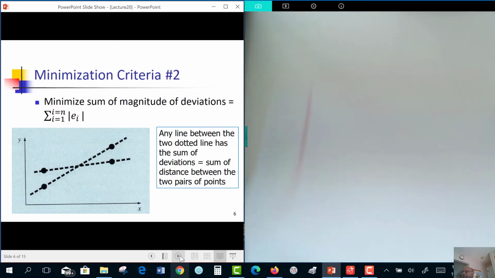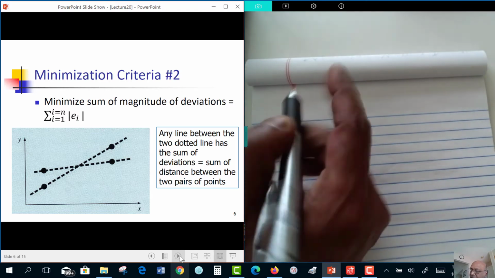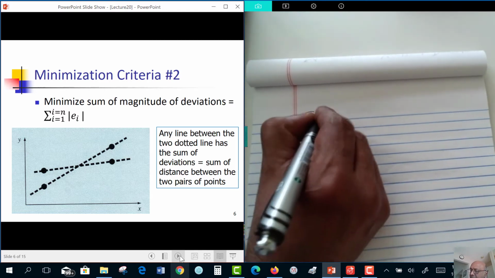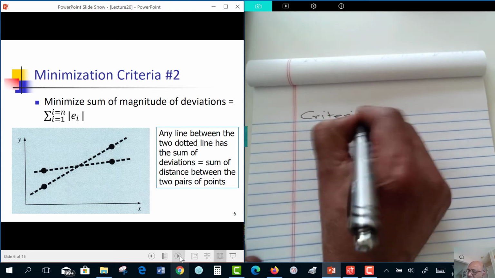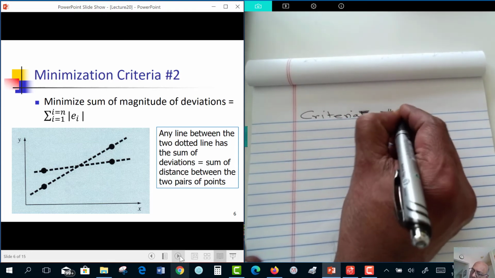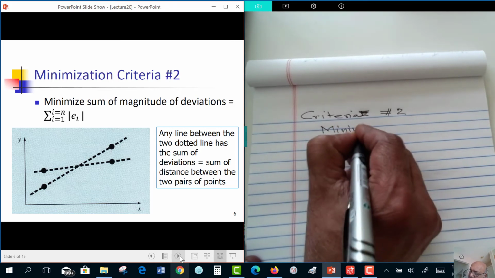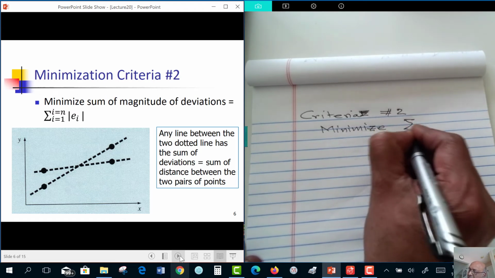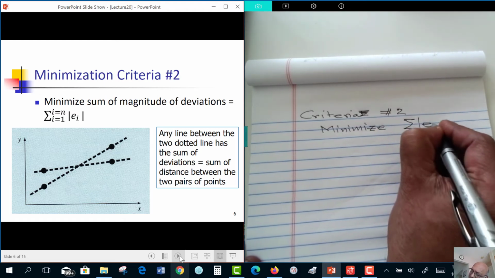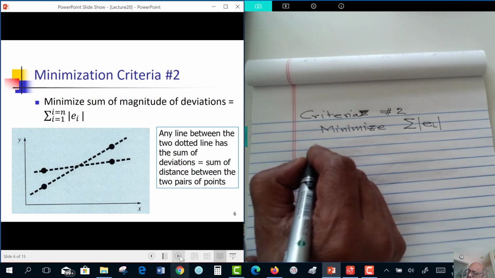The problem was we paid attention to the sign of the deviation. So let's use criteria number 2. This time we will minimize the sum of magnitude of deviation. That way the deviations will not cancel out.